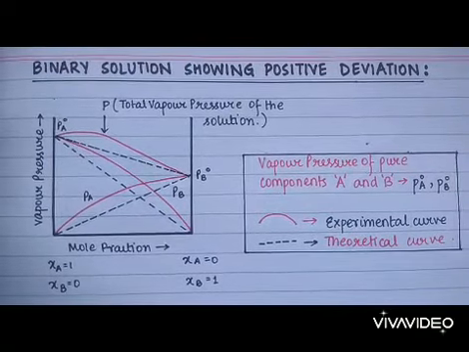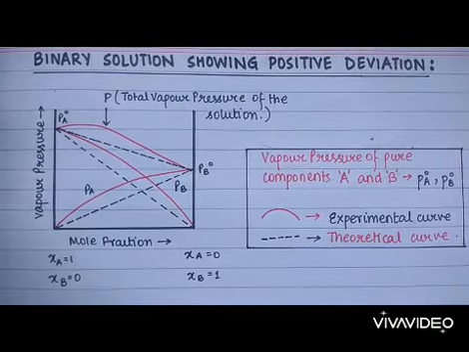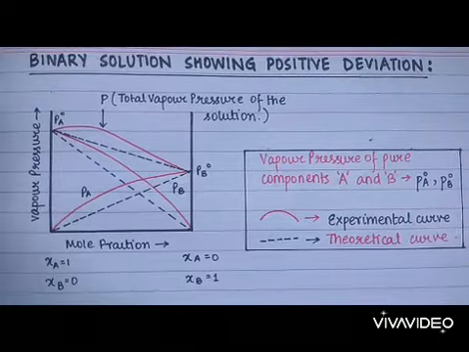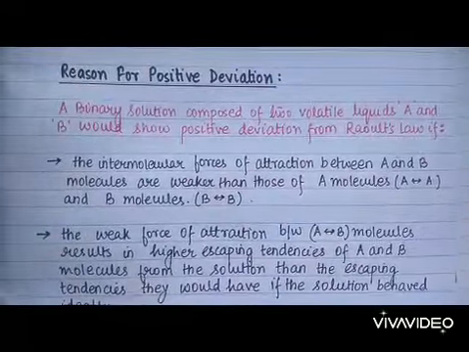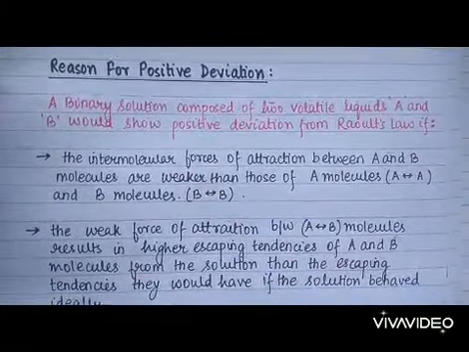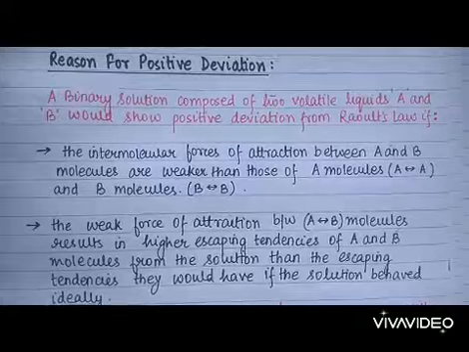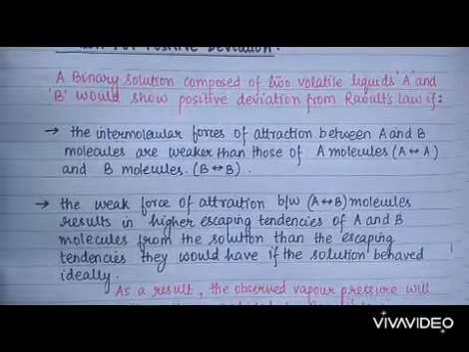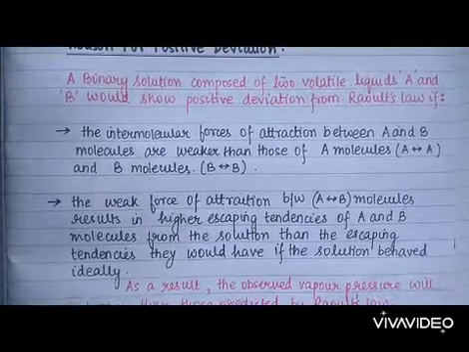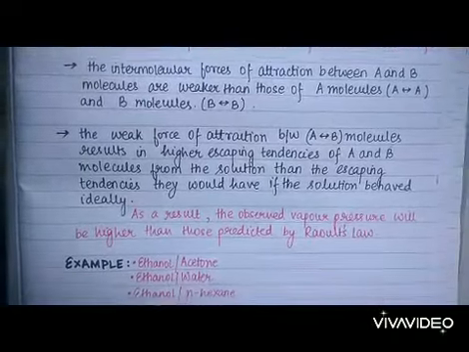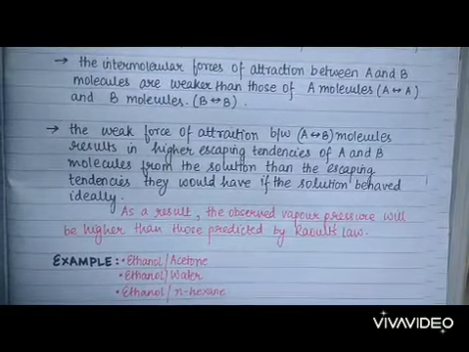The first one is binary solution showing positive deviation. So PA0 and PB0 here are the vapor pressures of pure components A and B. Red one is the experimental curve and the dotted line is a theoretical curve. What are the reasons for this positive deviation? A binary solution composed of two volatile liquids A and B will show positive deviation only if these two things are fulfilled. Examples are ethanol acetone, ethanol water or ethanol n-hexane.